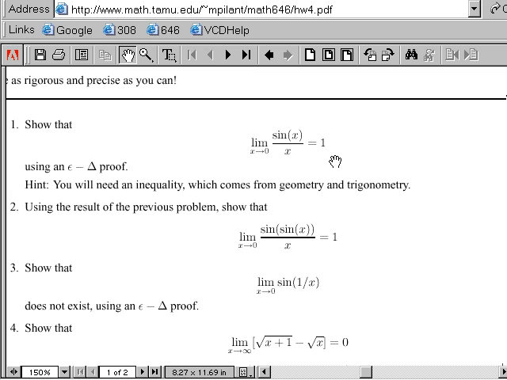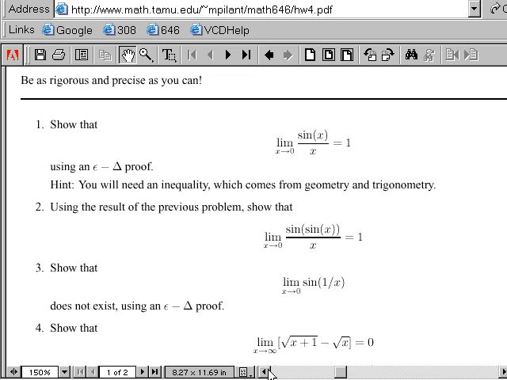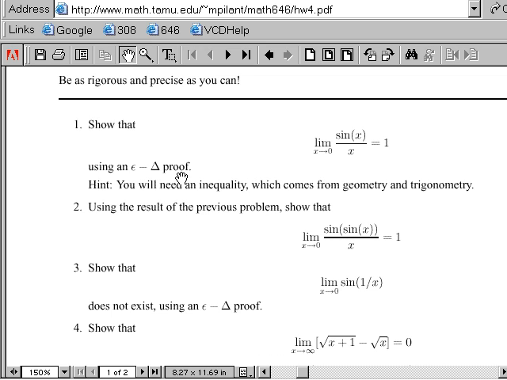The first problem is to show that the limit of sine x over x is equal to 1. If you directly substitute x equals 0, you get 0 over 0, so there's something like L'Hopital's rule going on, but don't use L'Hopital's rule. What I'd like you to use is some form of an epsilon delta proof to show that as x goes to 0, through both negative and positive values, sine of x over x goes to 1.